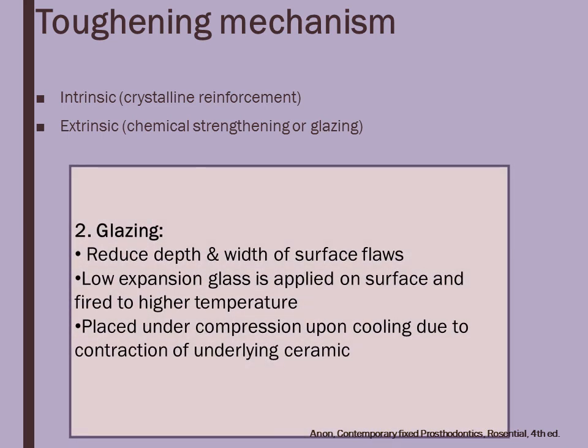Then glazing. As I mentioned in the earlier slides, glazing is shown to ultimately strengthen the ceramic as it reduces the depth and width of the surface flaws. Low expansion glass is applied on the surface and fired at a higher temperature. So this is basically an add-on glaze. And what this does is that it also creates residual compressive stresses as it's placed under compression upon cooling due to contraction of the underlying ceramic. So the underlying ceramic undergoes cooling, and the top layer undergoes compression, and as a result this leads to a stronger and tougher ceramic restoration.